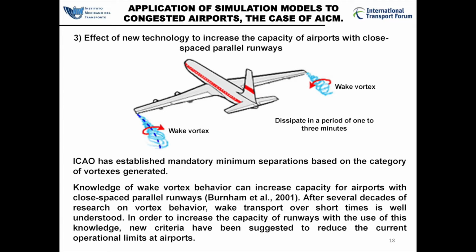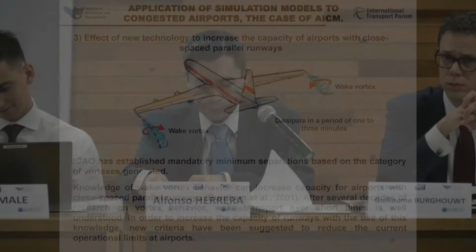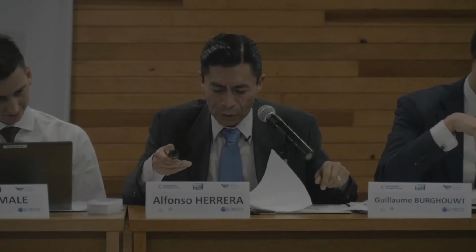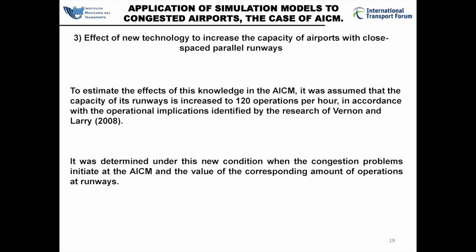The characteristics of the AICM runways indeed fit the definition of closed space parallel runways, because the runways of this airport have a separation of 1,017 feet. To estimate the effects of this knowledge in the AICM, it was assumed that the capacity of its runways is increased to 120 operations per hour, in accordance with the operational implications identified by the research of Vernon and Larry.